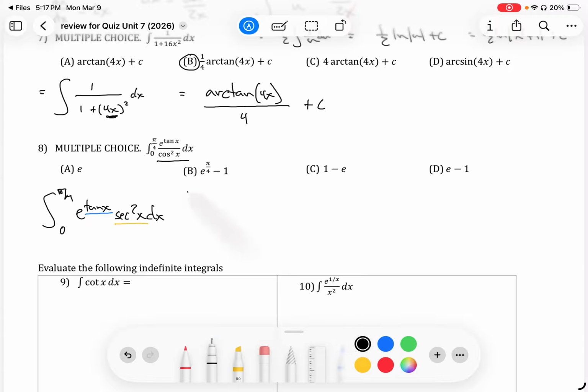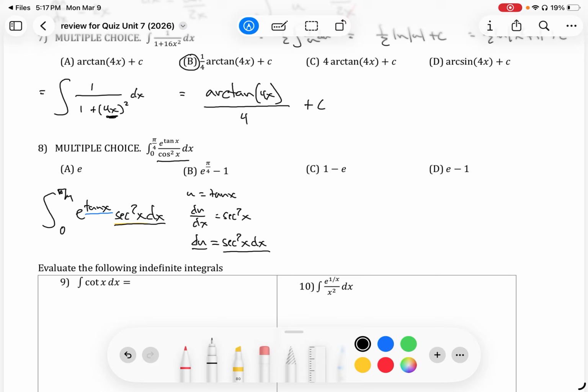So I am going to let u be tangent x in this case, so that du dx will be secant squared x. Because I just have this secant squared dx, I'm just going to solve for du in this case, just a slightly different method, and just say, oh, du and secant squared dx are the same. So I should be able to just replace secant squared x dx with du. If you want to solve for dx, you can also do it that way.